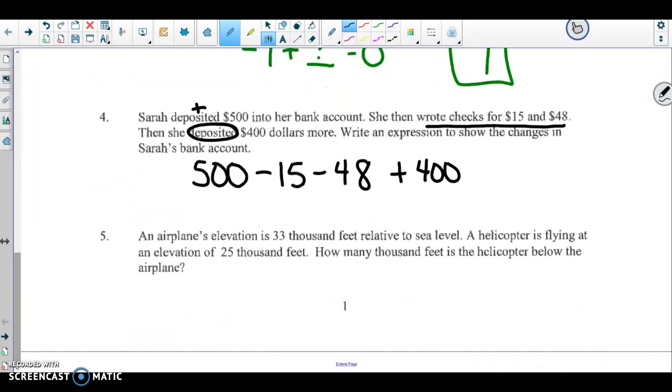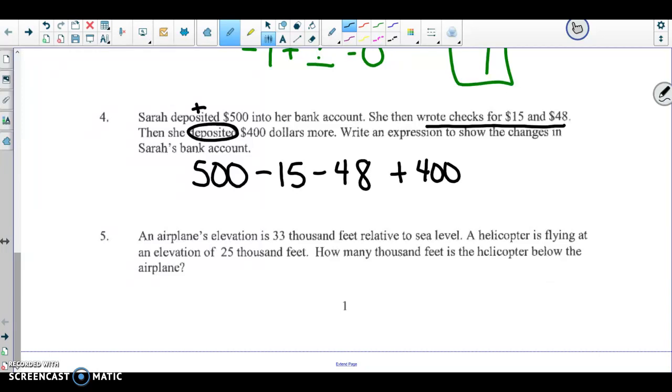Okay, so an airplane's elevation is 33,000 feet relative to sea level. A helicopter is flying at an elevation of 25,000 feet. How many thousand feet is a helicopter below the airplane? Well, basically, how far apart are they?